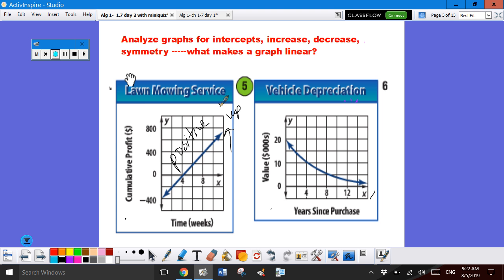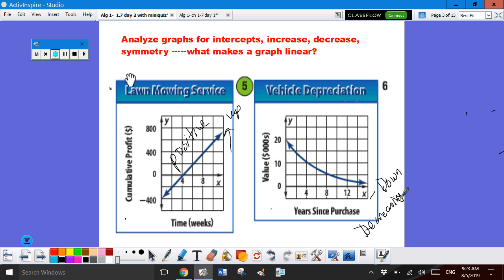This is a lawn mowing service. So if I was to write a general statement about what's happening in that problem, I would say something like, the more weeks pass, the more lawns I mow, so the more money I make. Something along that line. All right, let's take a look at this next one. This one is definitely not a straight line. It is a curve, and it is going down. It is decreasing.